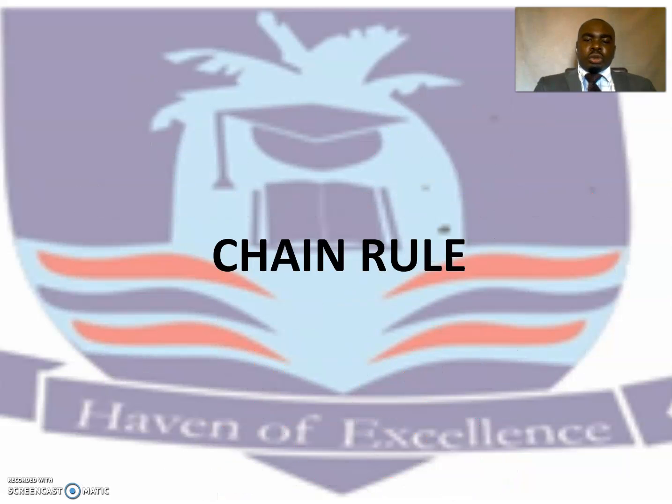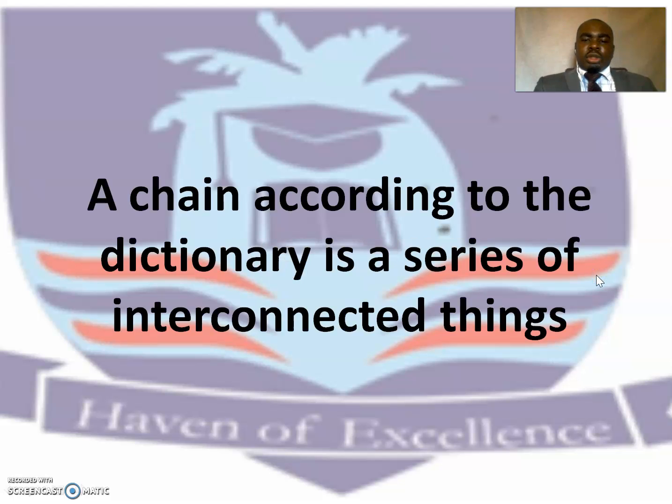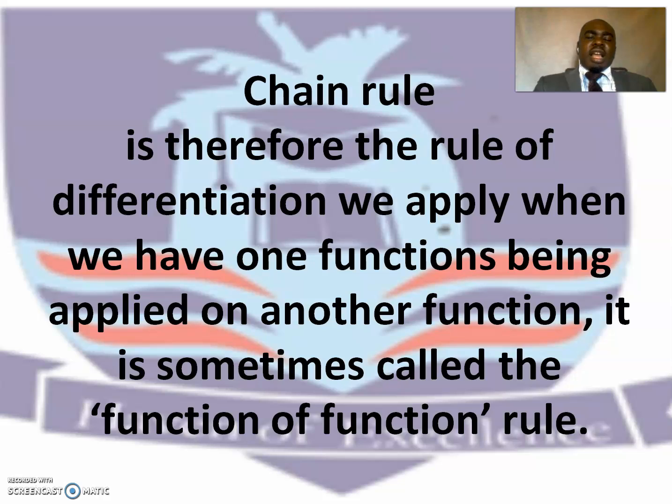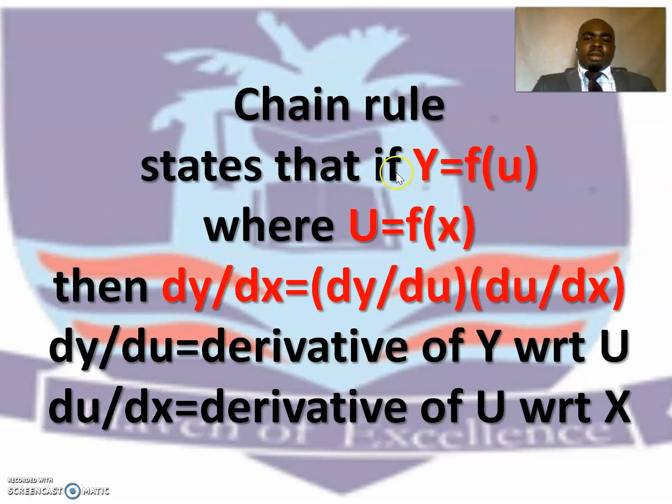Chain rule, which is the third rule. As we know, a chain is not a mathematical term, but a chain simply means a series of interconnected things. So in mathematics, when we have one function being applied on another function, then we use the chain rule. This is also called the function of a function rule. To understand it better, let us look at an example. When we have y being a function of u, where u is a function of x, then dy/dx is going to be dy/du, that's differentiating y with respect to u, and du/dx, differentiating u with respect to x, then you multiply both of them.